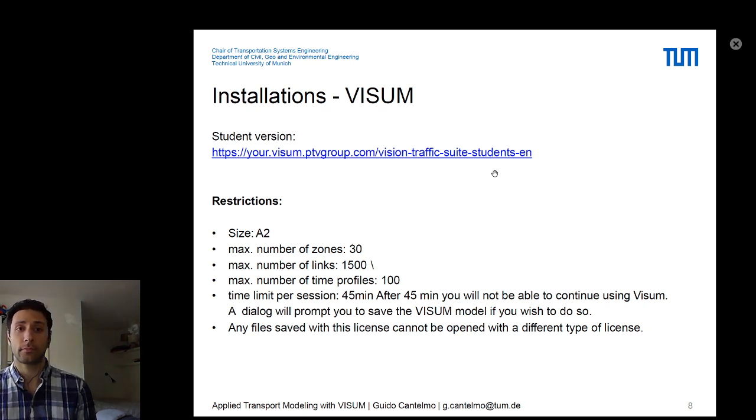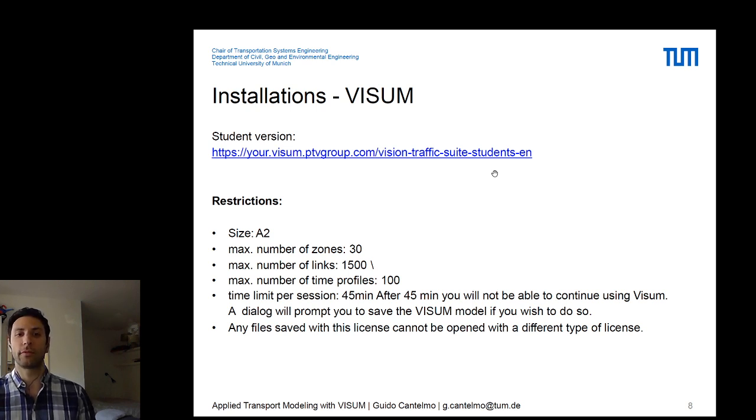So, going to the installation of Visum and still some practical, but a little bit less practical, aspects. You can download the student version of Visum on this website. There are some restrictions. You can use a maximum A2 size when you print. You have a limited number of zones and links, which basically means the network you can model with this version is very small. And there is another limitation that is actually the most important.